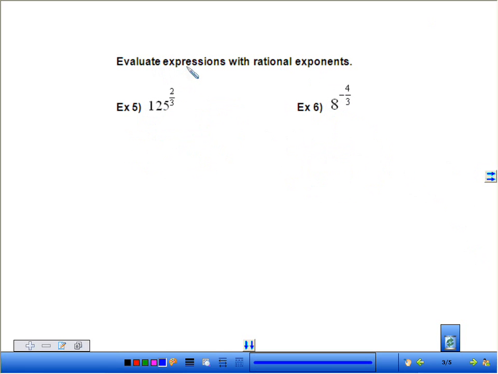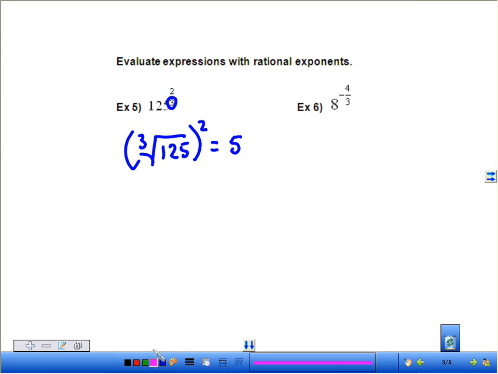Now we're going to go ahead and use what we know now to evaluate these expressions that have rational exponents. Well, we know that this is our root, so we have the cube root of 125 to the power of 2. Well, you might remember that the cube root of 125 is 5, but let's say you don't remember that. Let's do our factor tree. 125 is 25 times 5. 25 is 5 times 5.